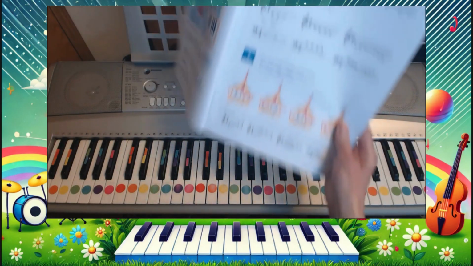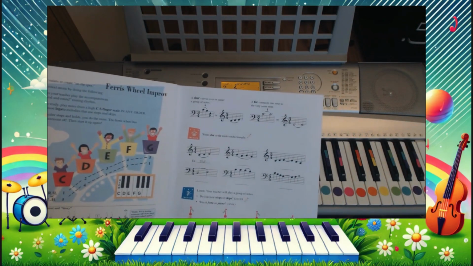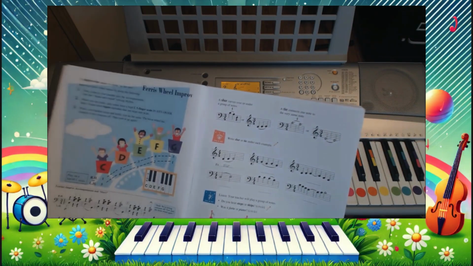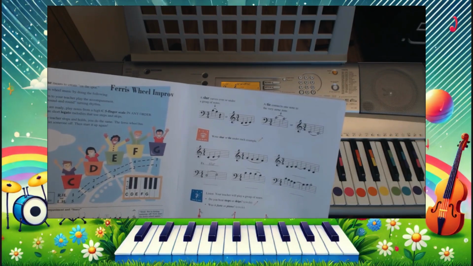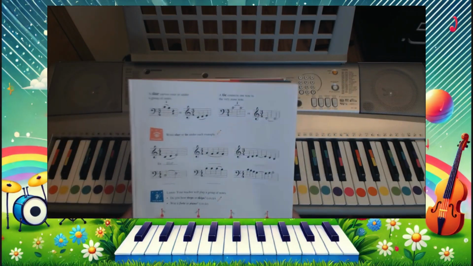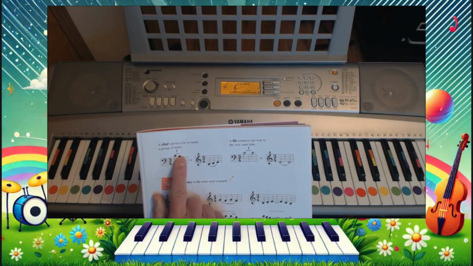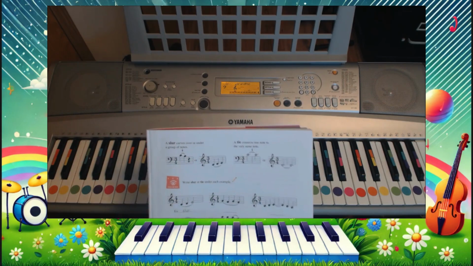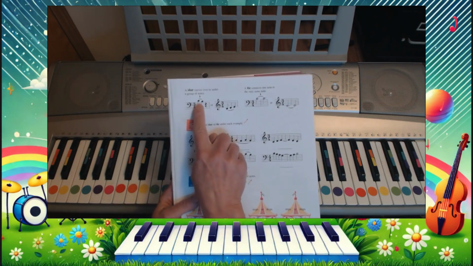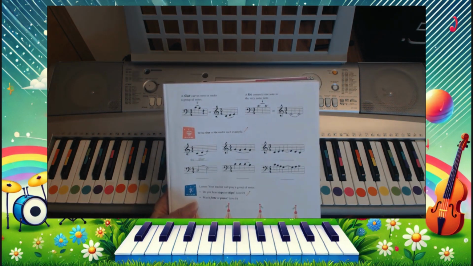We are in our Piano Adventures Level 1 Theory Book. And now we are on page 5, and we are going to play the second half of the exercise to Ferris Wheel Improv. So on this page, we're going to talk again about the slur. It curves over or under a group of notes. And remember, I said in a previous video that it is over the note heads, never over the stem.